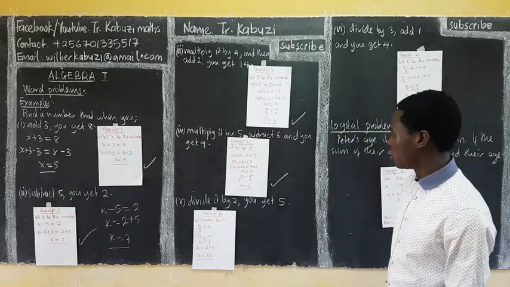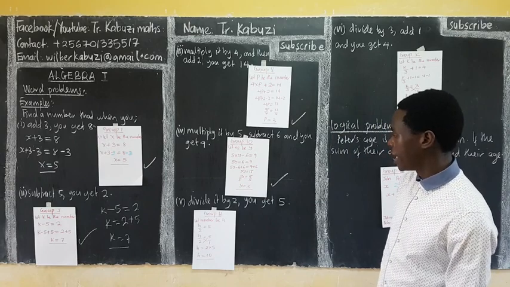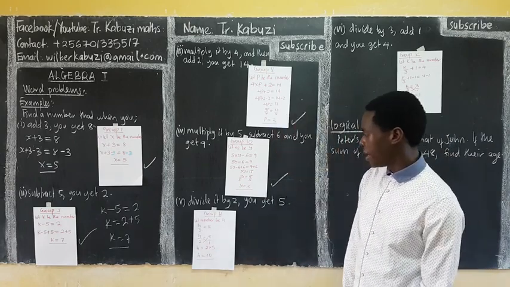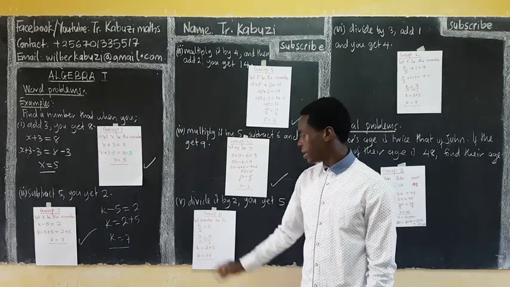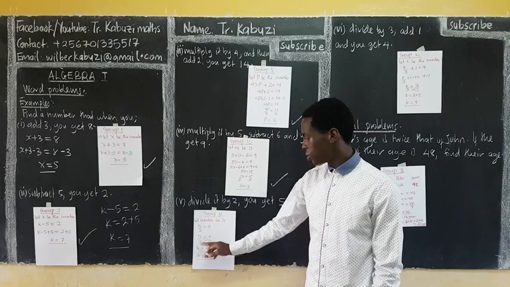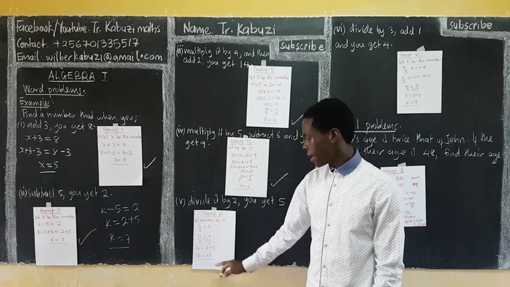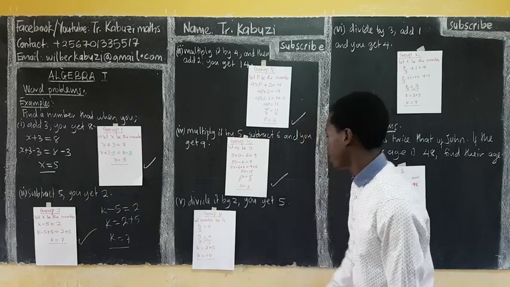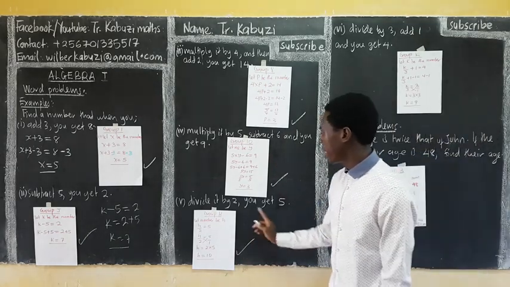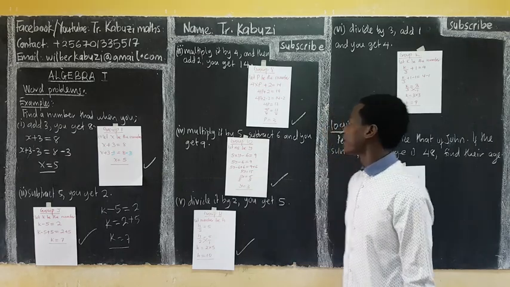Then divide it by 2, you get 5. So let the number be h. h divided by 2, you get 5. Then they cross multiplied. 1 times h, which is h. 2 times 5, you get 10. And so their h is 10. Okay. So when you get 10 and divide it by 2, you get 5. That's how you can check.